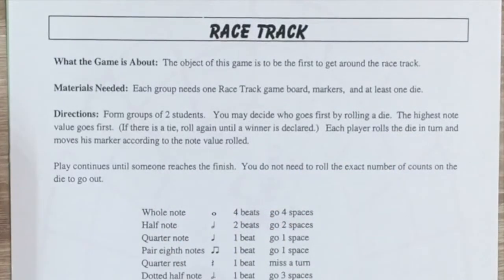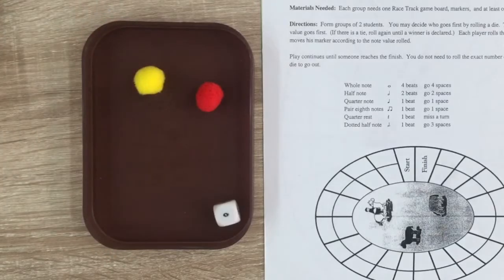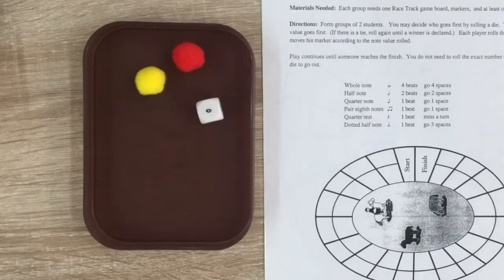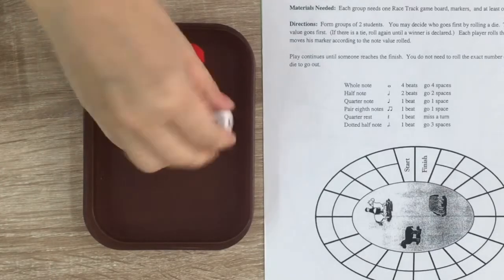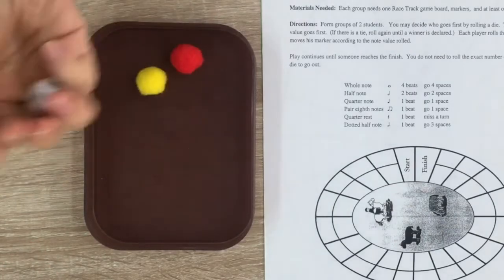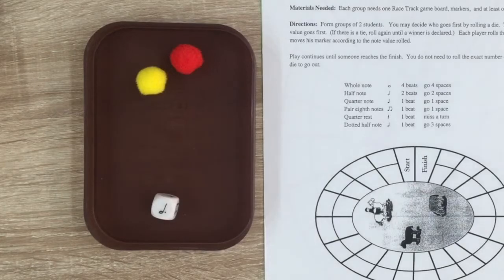Shall we try? Okay, so I'll go. Whoa! It's a tie. Okay, let's roll again. Third time's a charm. Alright, so Joe will go first.